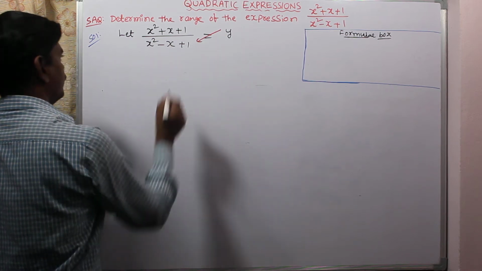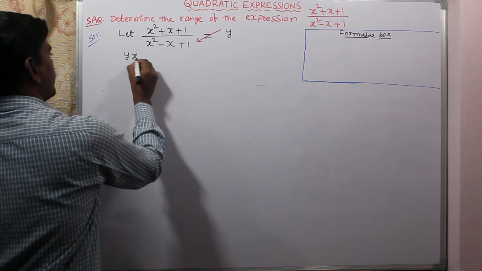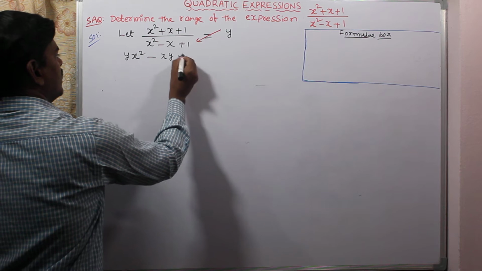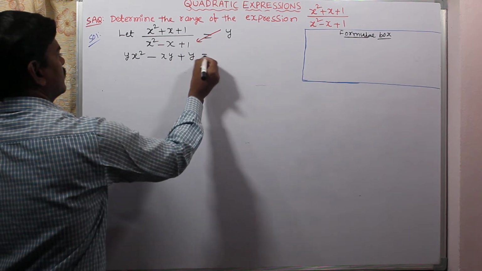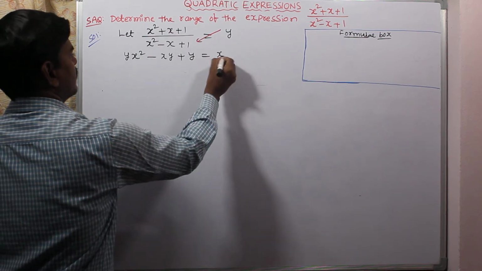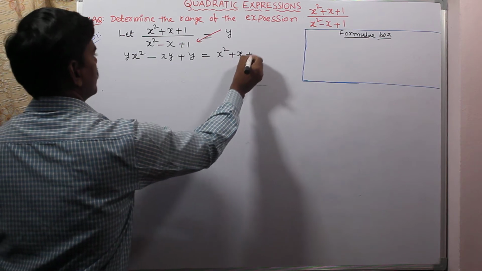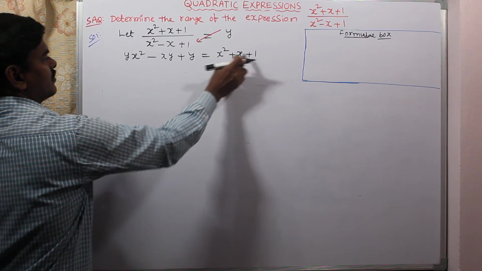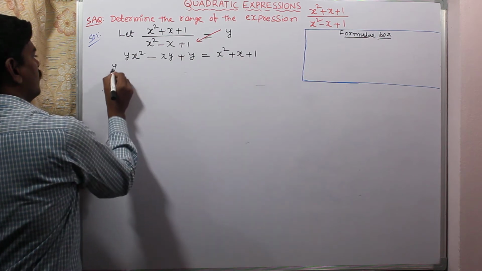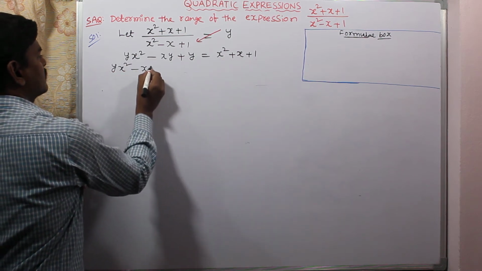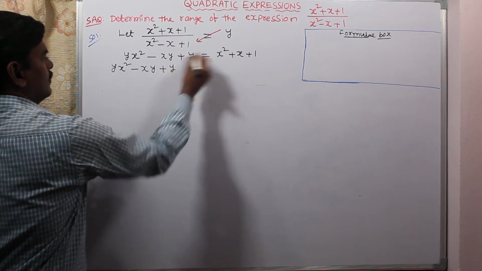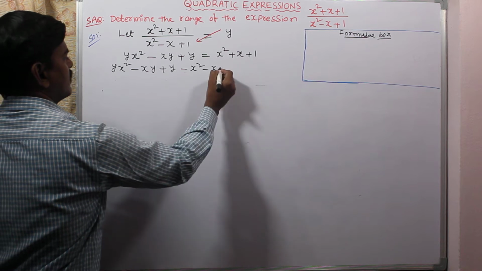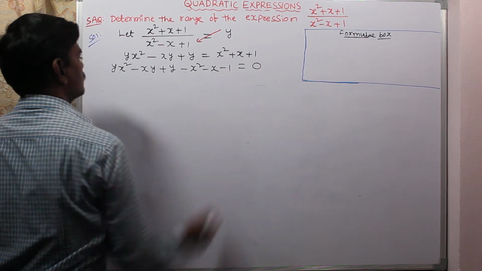So what do you get? y into x square, yx square, minus x into y, xy, plus 1 into y, y, that equals x square plus x plus 1, as it is. Now transposition of each and every term from RHS to LHS: yx square minus xy plus y, plus x square becomes minus x square, plus x becomes minus x, plus 1 becomes minus 1, that equals 0.